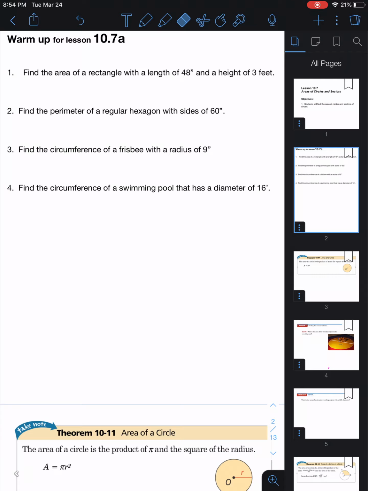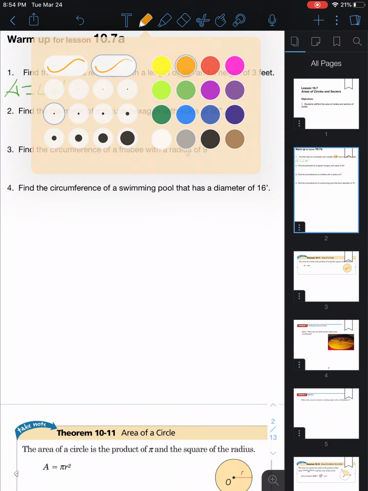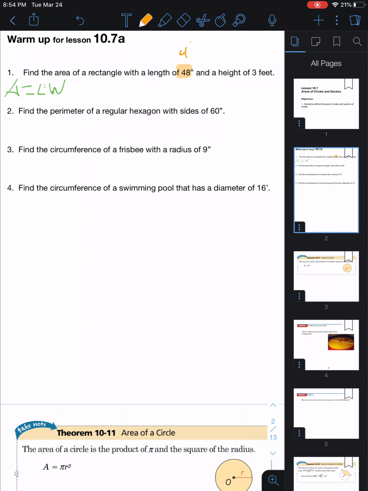Okay, area of a rectangle. Area equals length times width, right? Or length times height. Our big problem here is not so much that we have length and height, it's that we have inches and feet. So we're going to have to convert this one. We'll convert it to 4 feet. So 48 inches divided by 12 inches per foot, and we get 4 feet. So this would be 4 feet times 3 feet, and we would get 12 feet squared. There's the area of our rectangle.